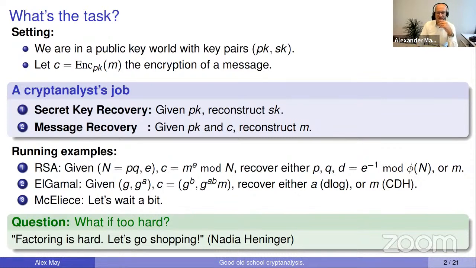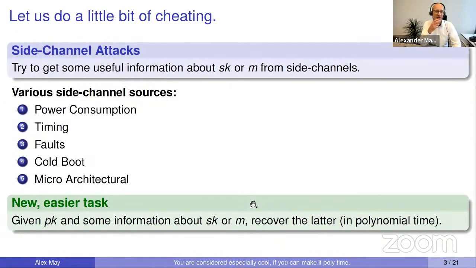But if they are too hard, maybe we can do a little bit of cheating. This is what I want to do next. If these problems are too hard, we can maybe relax a little bit and get some other useful information from side channels. There are lots of side channels, and these can give us useful information either about your secret key or your message M. Here I listed some of them. The old school side channels are maybe power consumption, timing, and faults. But there's also cold boot, and many of these partial key exposure attacks are actually called cold boot attacks.